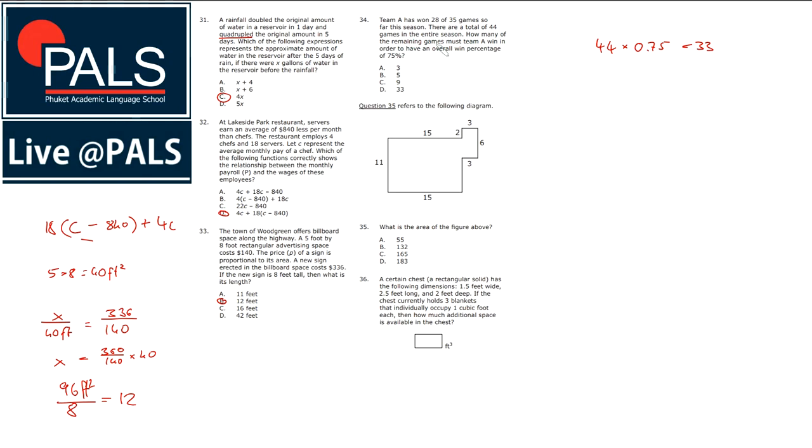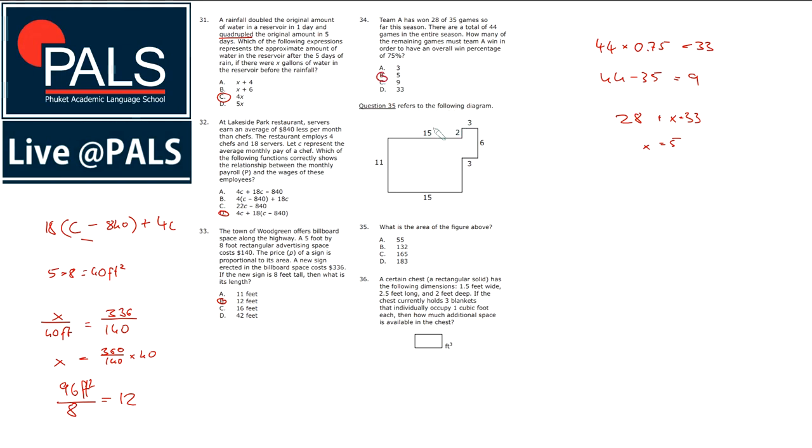How many of the remaining games, how many games remain? 44 minus 35, that is 9. They have won 28 already. They need to win 33. And that is 5. So they need to win 5 more games.